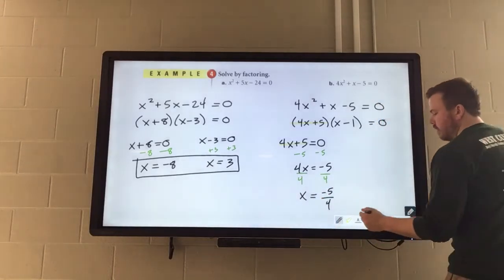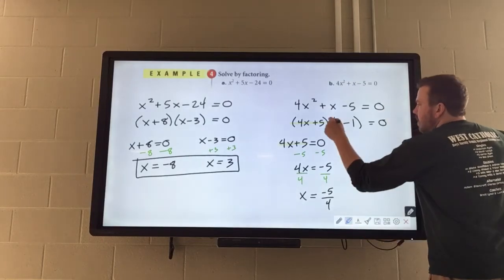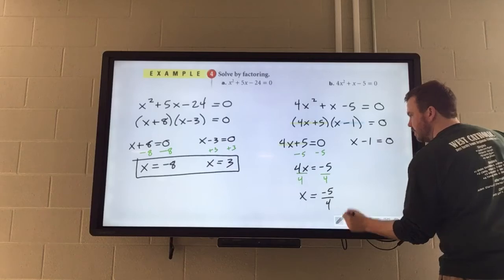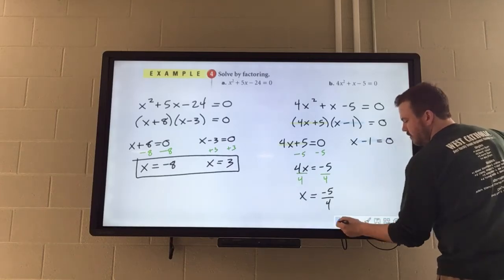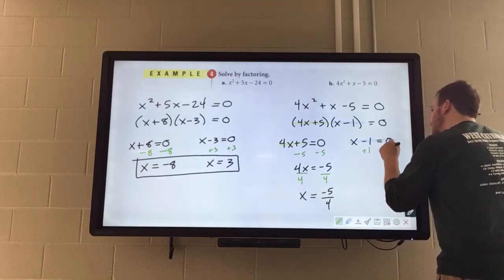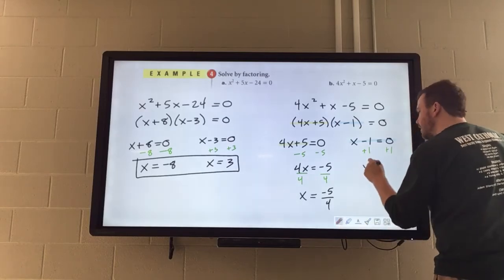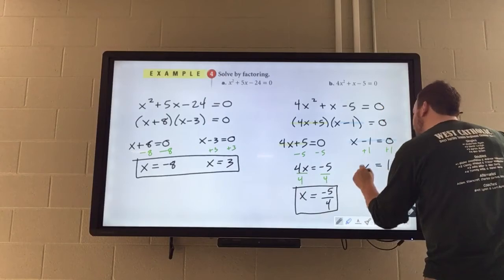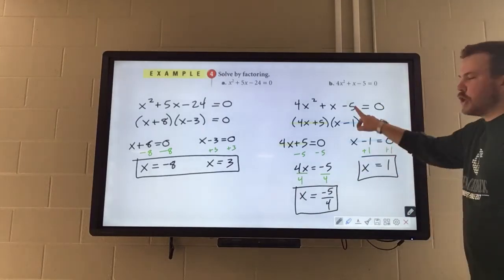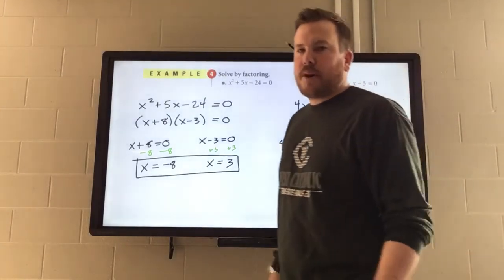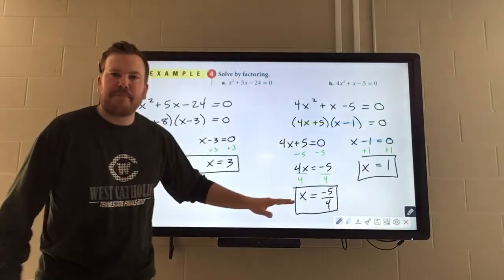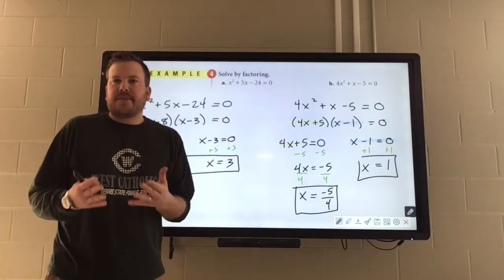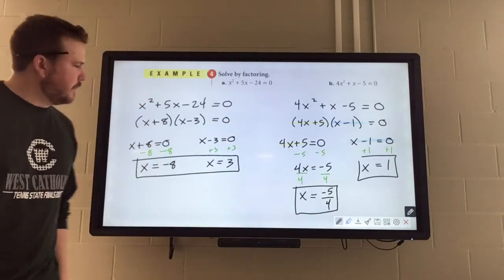For our other zero, we take our other number, we're going to call this one the blue number, and we set it equal to 0 and solve. So, add 1 to both sides, that leaves me with x is equal to 1. So my two zeros in this case would be -5/4 and 1. If you were to graph this on Desmos, the parabola would cross the x-axis at -1.25 and at 1. That is how you solve to find the zeros, people.